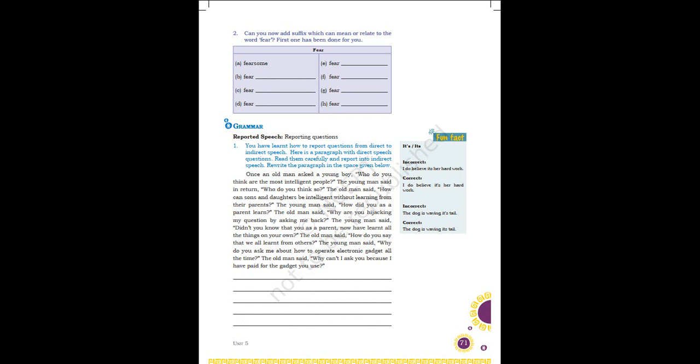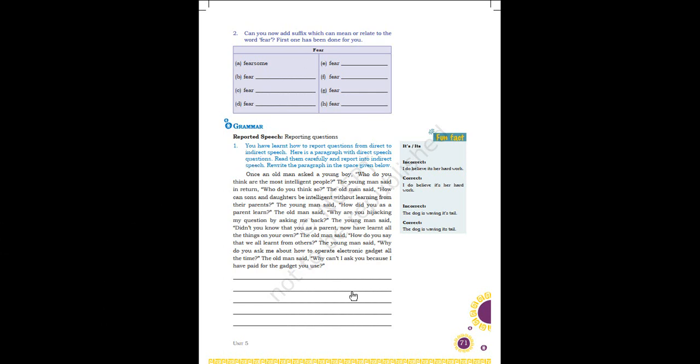Here is a paragraph with direct speech questions. Read them carefully and report into indirect speech. Rewrite the paragraph given below. So what you are supposed to do? First of all, you have to remove these quotations. Okay, change to past, and then we will write this passage in the given lines below.